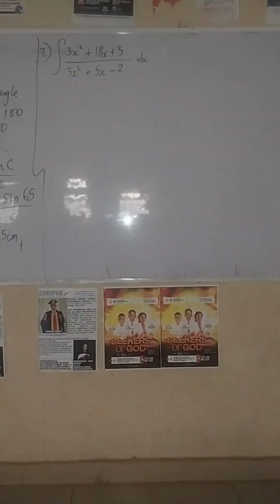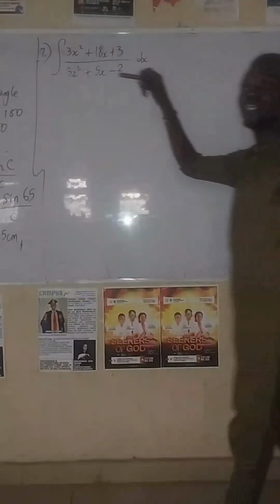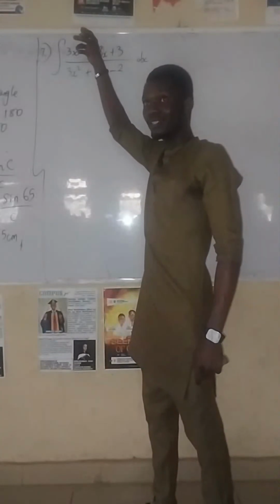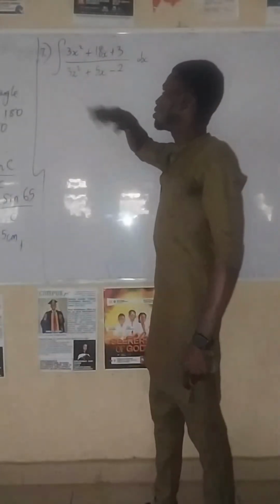You say by parts? It's not parting anything. Parts is once you see products, and it's not always parts; it can either be parts or substitution. But when you see all over it, for quotients, you can use either substitution or partial fraction. But this one you cannot substitute, because the derivative of the denominator is not giving you the numerator. So this one is partial fraction.